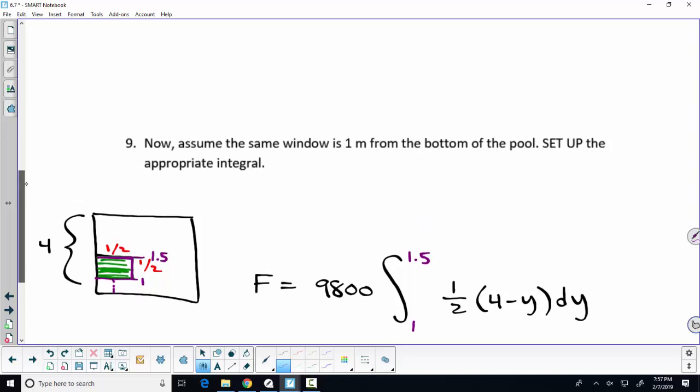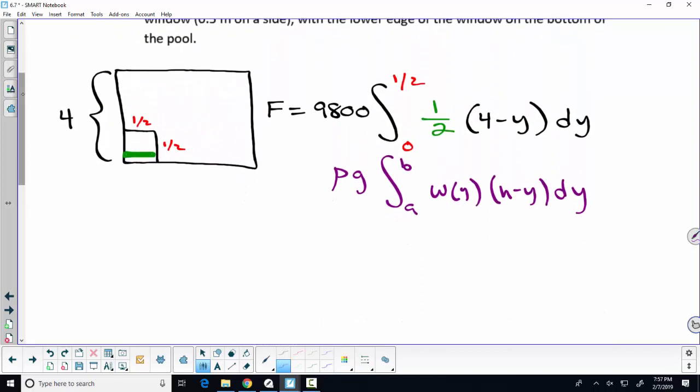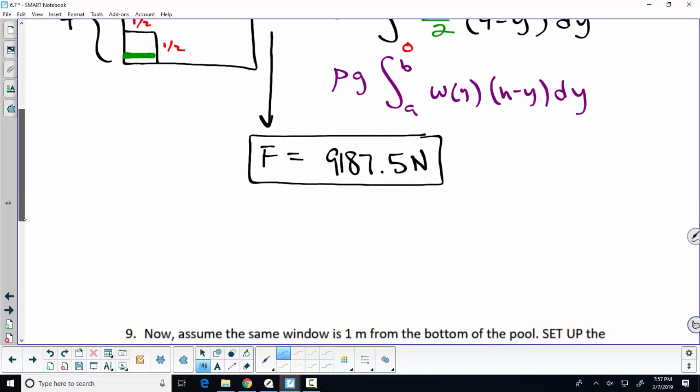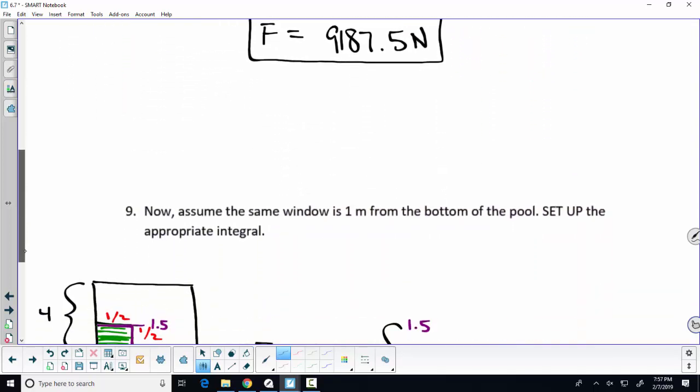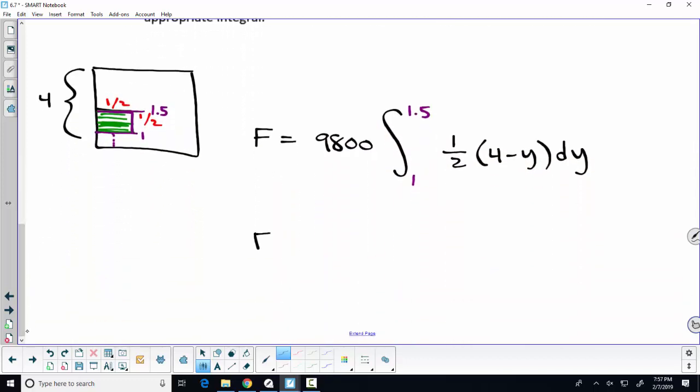Let me write down the answers if you're going to compute these. Number 8: this force is 9,187.5. So 9,187.5 for 8, and for 9, 6,737.5.